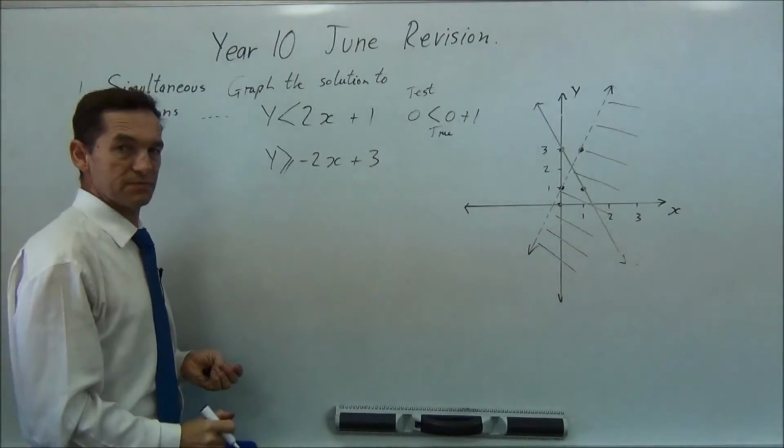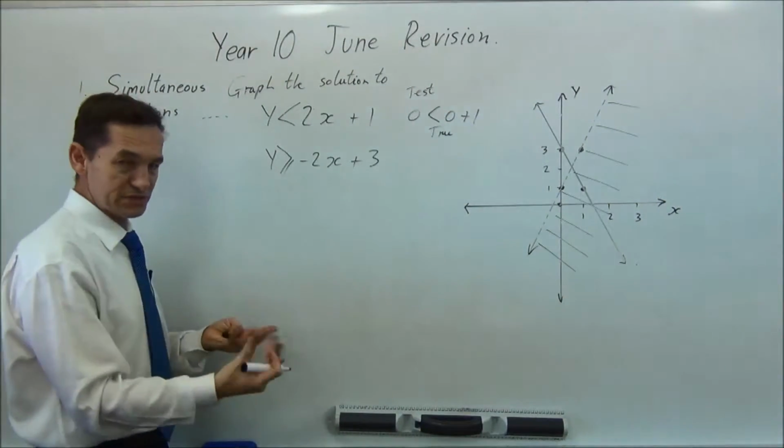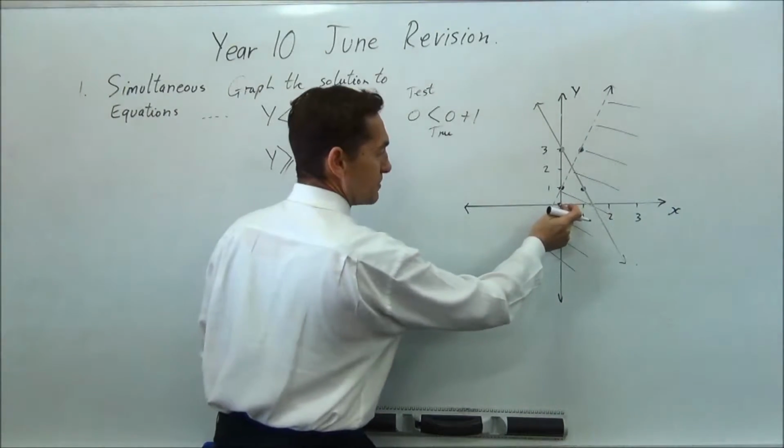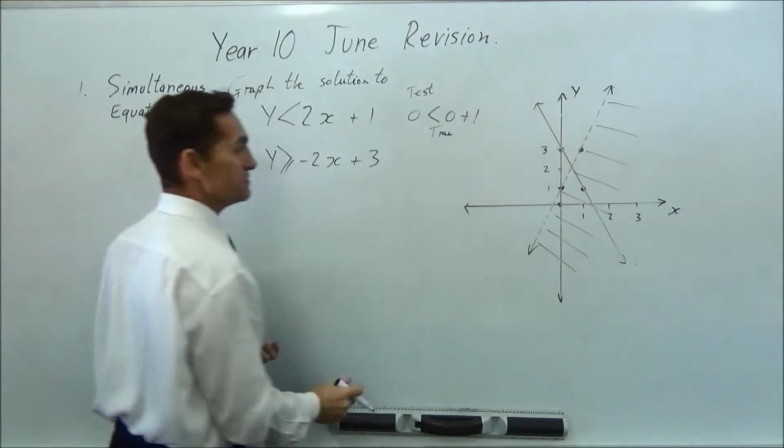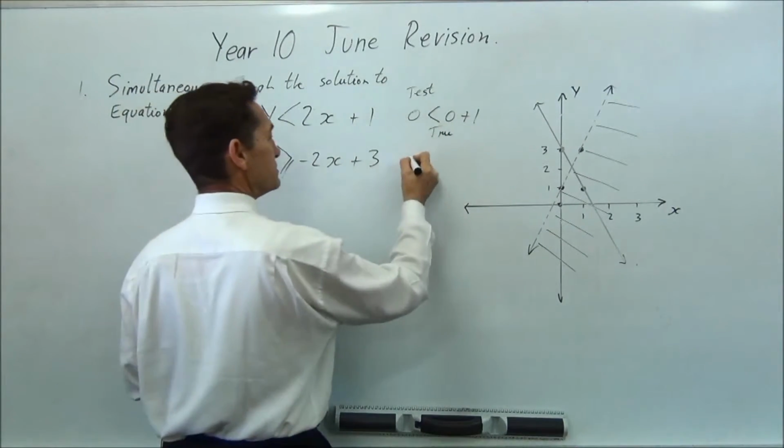Okay, that's your first step. Let's do the next one. And again, we just test it. The only problem with testing is you've got to make sure that 0, 0 is not on the line, that it doesn't actually go through 0. So again, this line doesn't pass through 0, so put in 0.